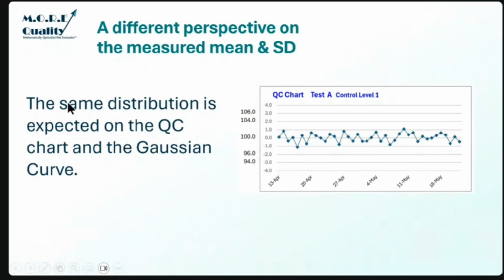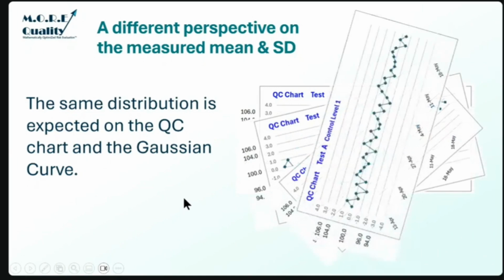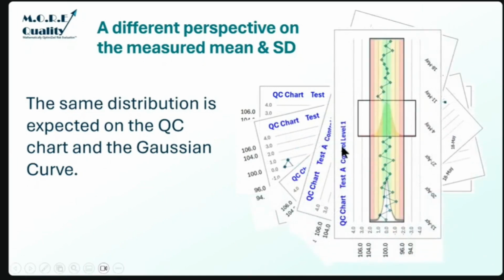One of the things that you're missing is that the same distribution is expected on the QC chart and the Gaussian curve. So if you take this chart and stand it on its head, what you have is the Gaussian curve, where you were taught many years ago that 68% will fall within plus or minus 1 SD, 95% within plus or minus 2 SD, and very few will fall outside that 2 SD, and 99.7% will fall within plus or minus 3 SD.